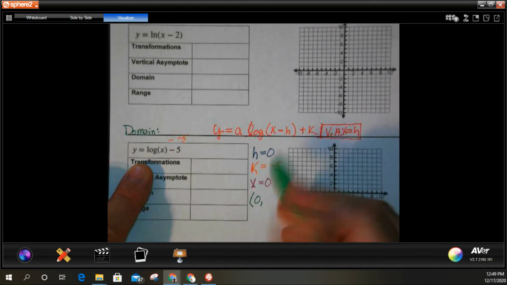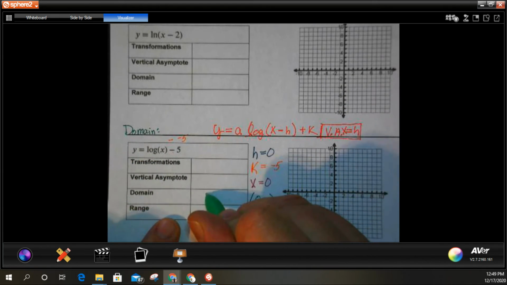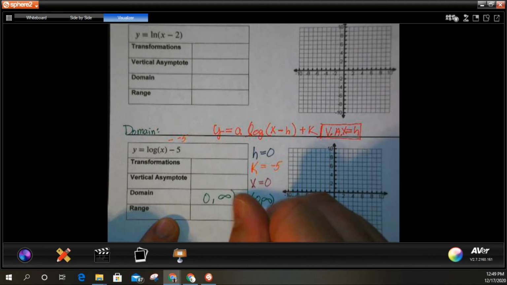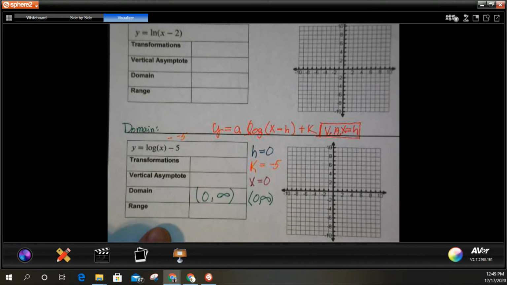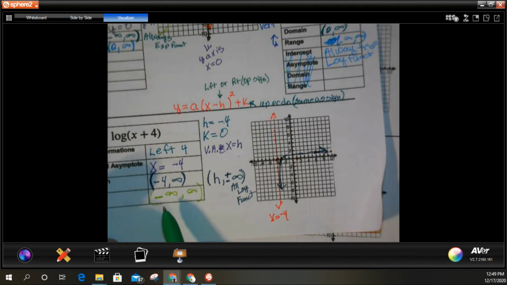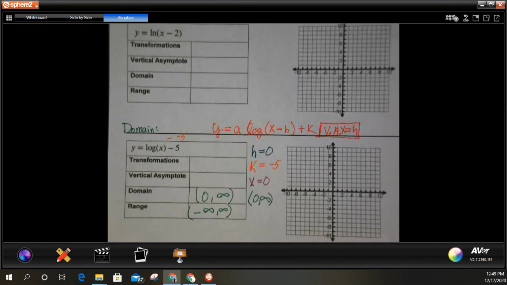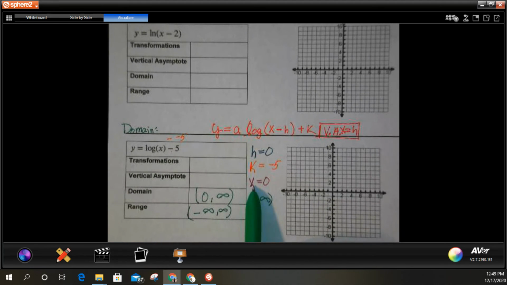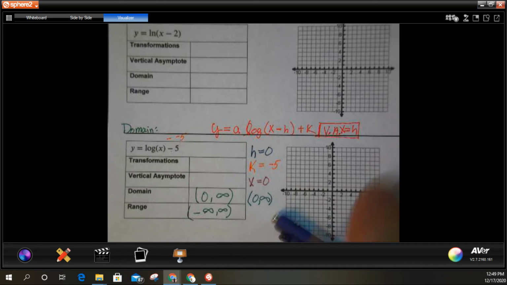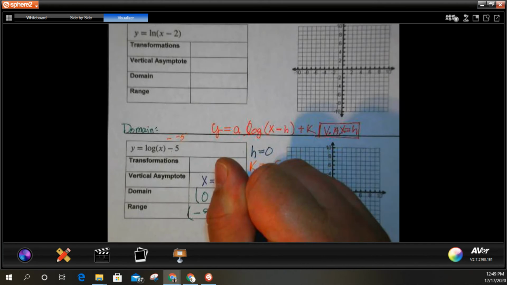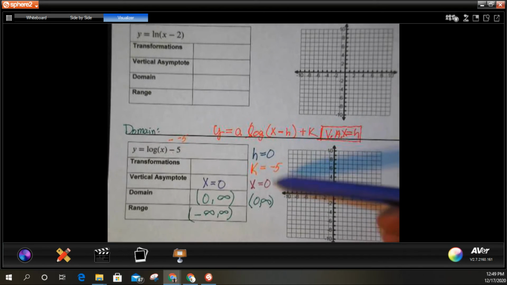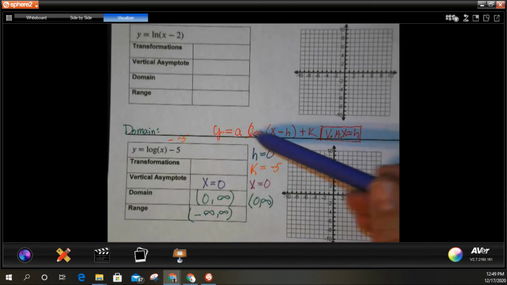My range, remember, range for log functions is always negative infinity, positive infinity. So I already have half of this filled out. Vertical asymptote, whoa, look at that. I got x equals 0, so I got that filled out. Transformations. So I'm looking at my h, k, and a. We haven't talked about a, so I'm looking at h and k. Well, my k is going to go down 5, down 5.